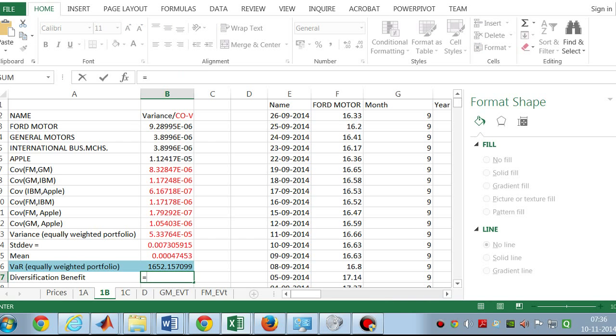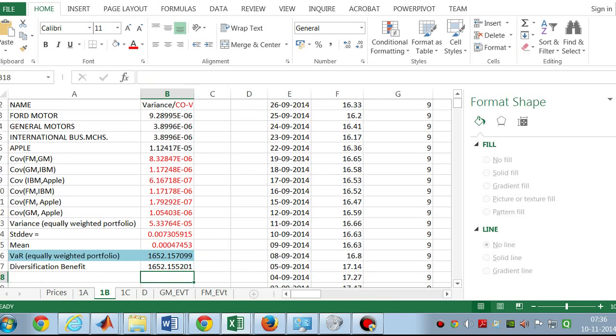And what is it equal to? This minus, how many stocks did we have? We had 4 stocks. So 4. This is a smart way of doing the same.